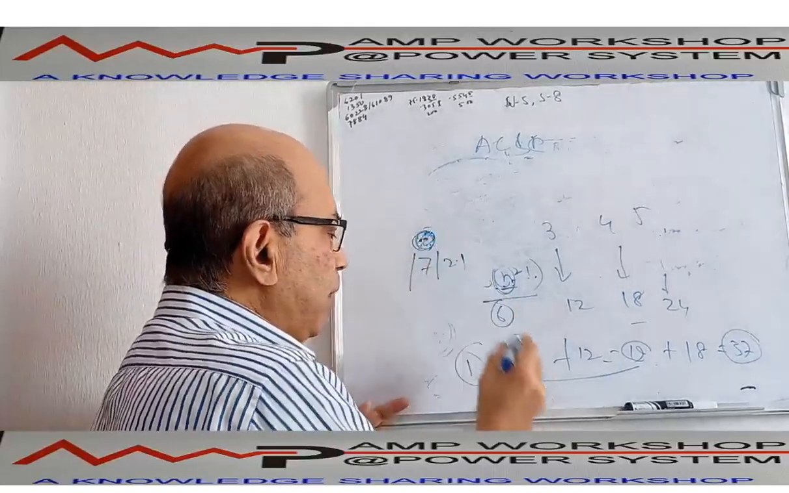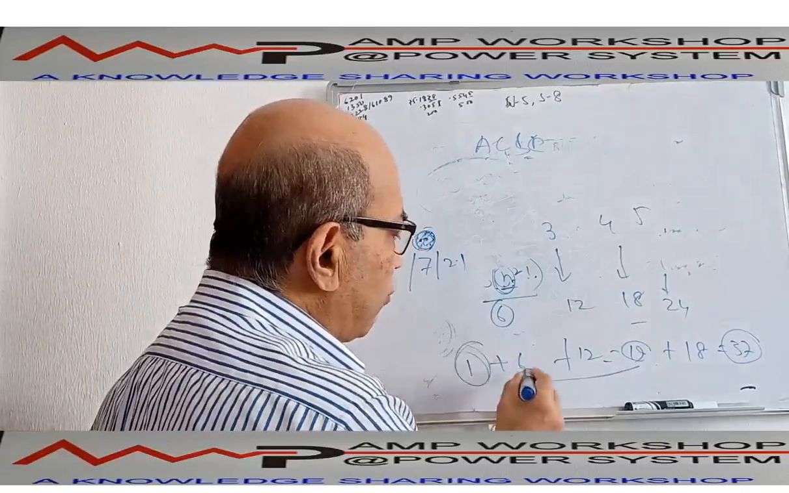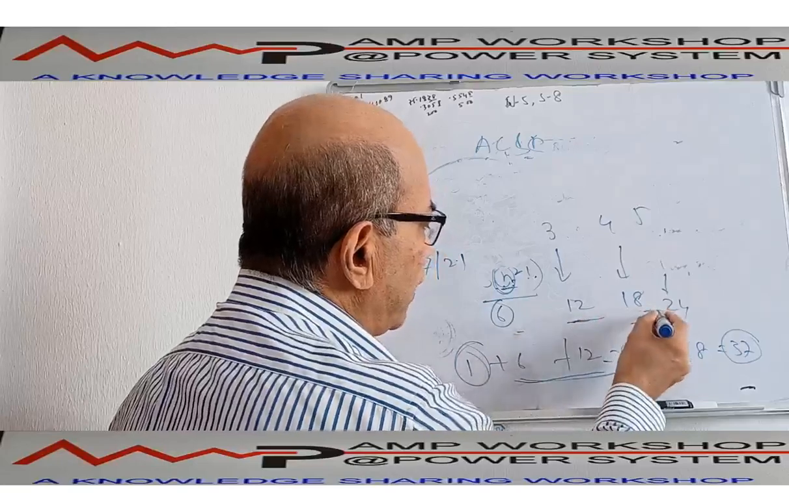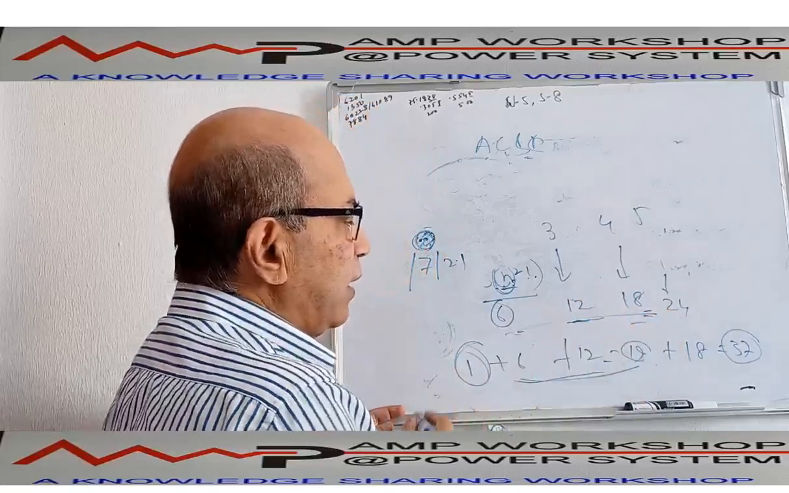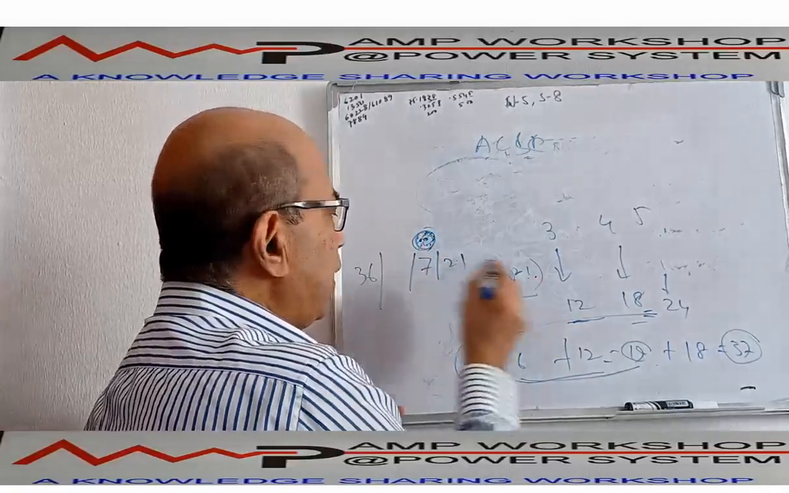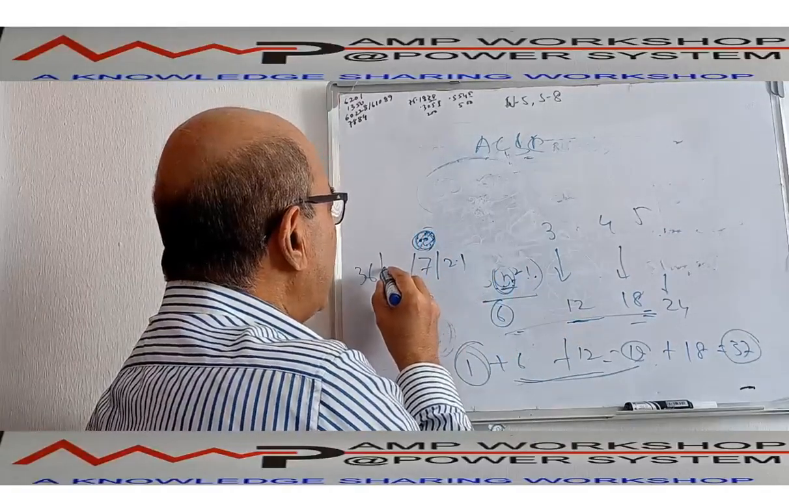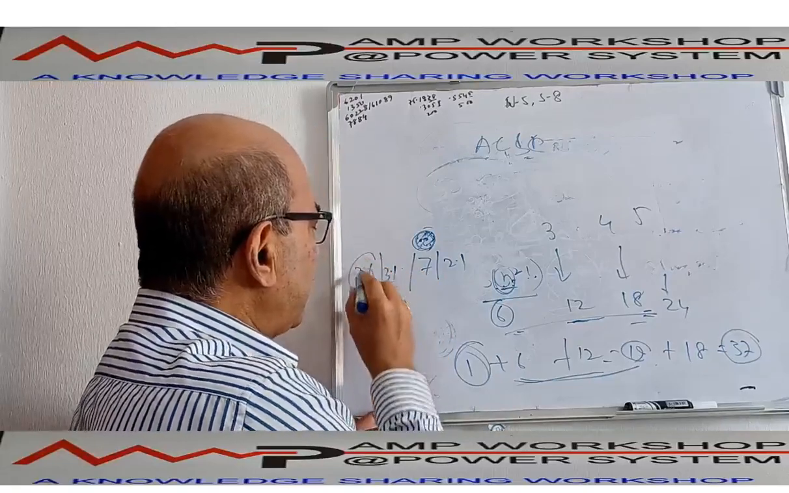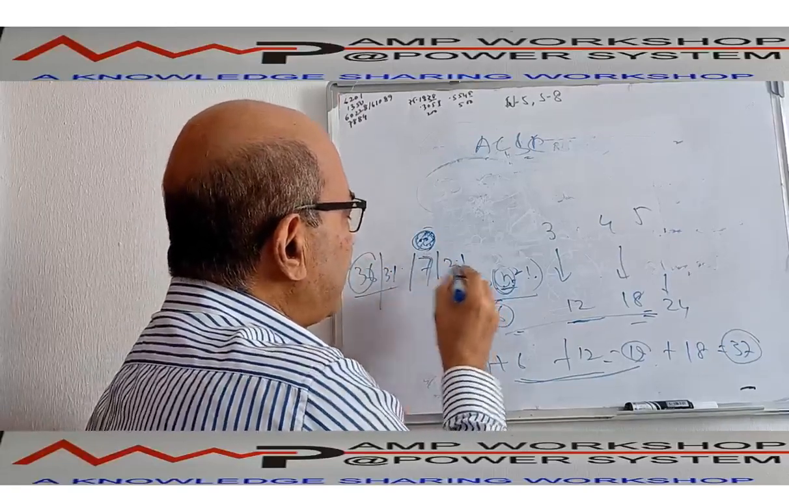But outside, maybe, this is the first conductor. Outside there may be 3 layers: 6, 12 and 18. 6 plus 12 plus 18, how much is it? It is 36, right? So this will be 36. But maybe the inside conductor will be 3.1 millimeter. So we write it in this way: 36 number strand 3.1 and 7 number strand 2.1.